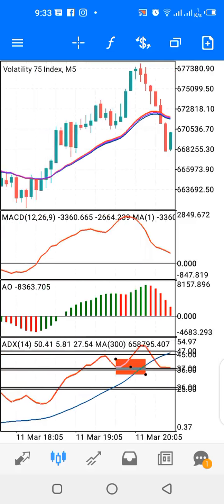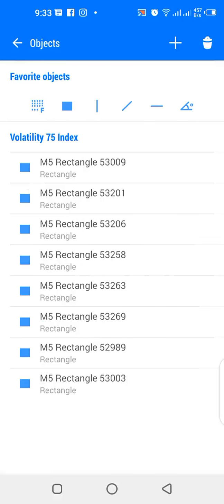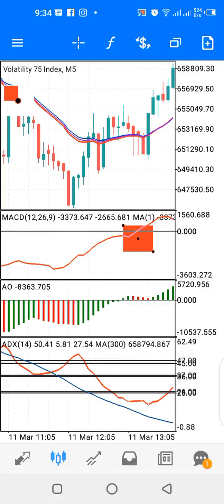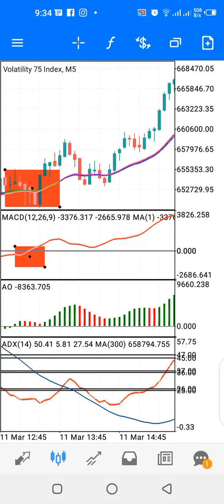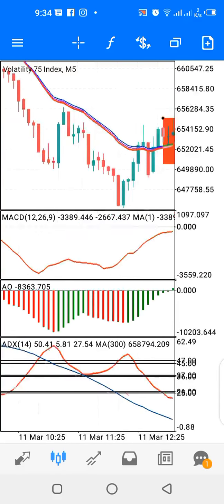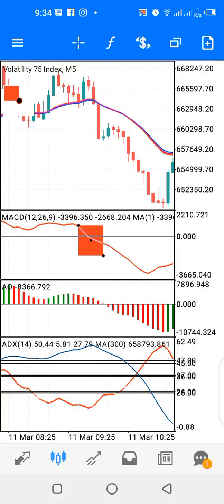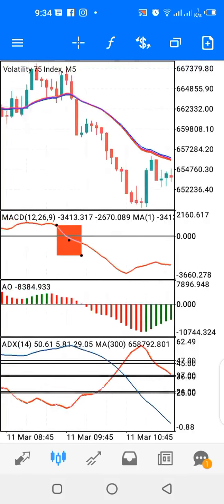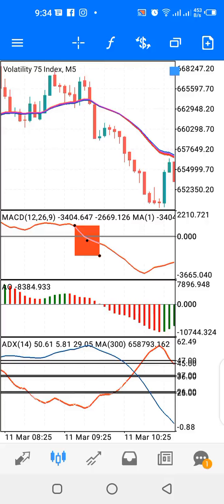And for indicator window 1, when the red line crosses above the 0 level, that's time to buy. We can see what's happening on the main chart. As long as the red line is above 0, look for buy entries. For the sell scenario, when the red line crosses down, look for sell entries. You can see what happened on the main chart.